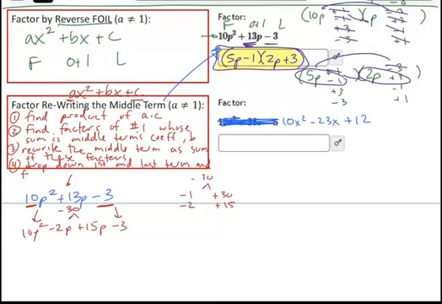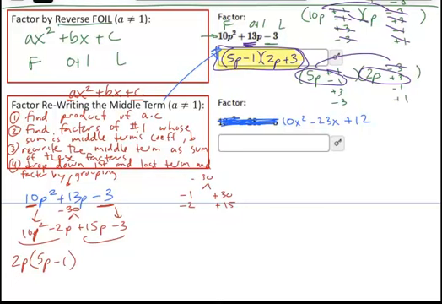And then I'm going to factor by grouping. So I'm going to group together each pair of terms. What common factor can I remove from this first pair of terms? Between 10p squared minus 2p, I can remove a 2 and a p. Taking out a 2p from 10p squared leaves a 5p. Taking a 2p out of a negative 2p leaves negative 1.